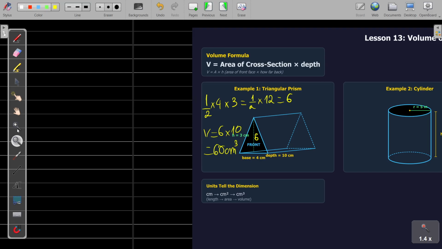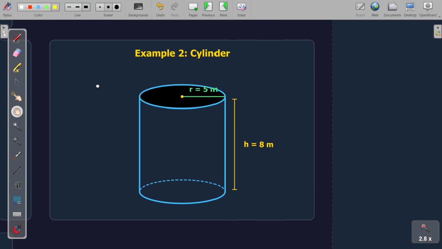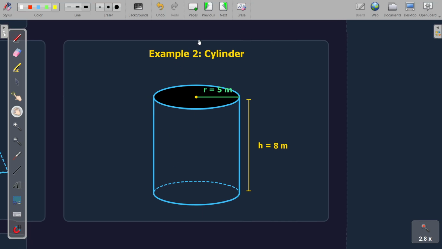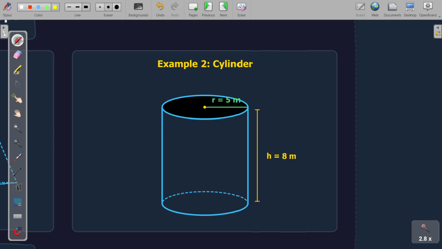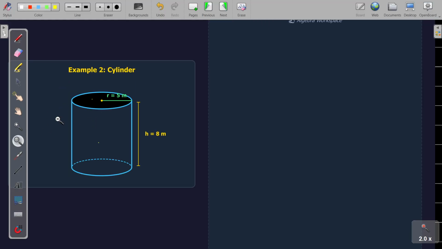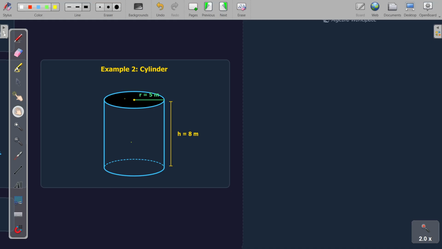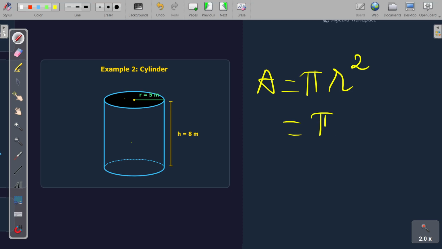Let's look into the next one, the cylinder right here. Example number 2, cylinder. A cylinder is a circular prism. The cross section here is a circle. So let's calculate this first. Step 1, find the area of the circle. Let me write it next to here in our working space. Our area is going to be pi times radius squared. What's our radius? It's going to be 5, so pi times 5 squared. This is going to be 25 pi.